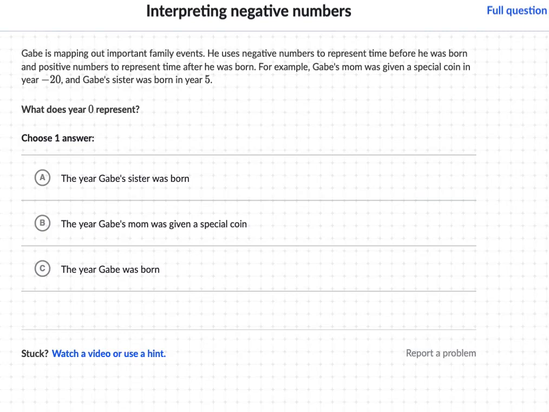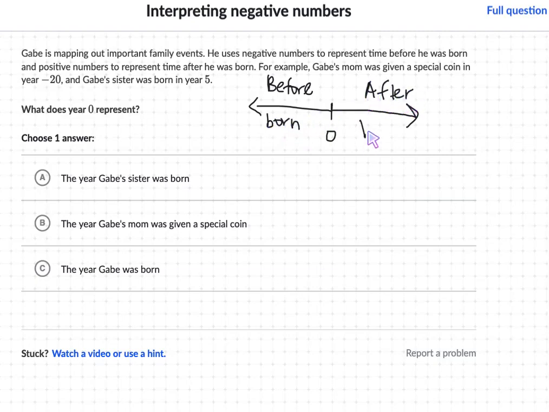So it says that he's using negative numbers to represent time before he was born. Let's go ahead and draw a number line before he was born. And then positive numbers was after he was born. So mom gave him a special coin year -20. And sister was born year 5. So what does year 0 represent? What does this year represent?